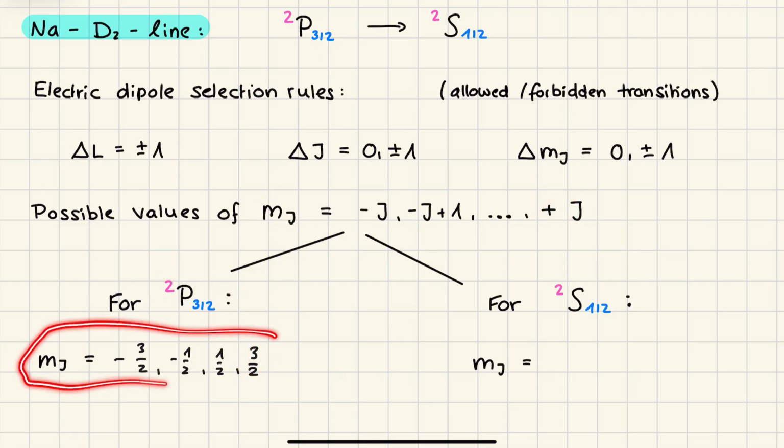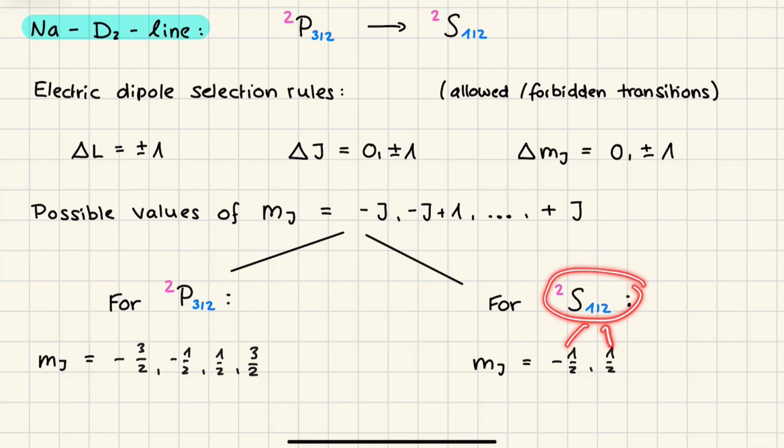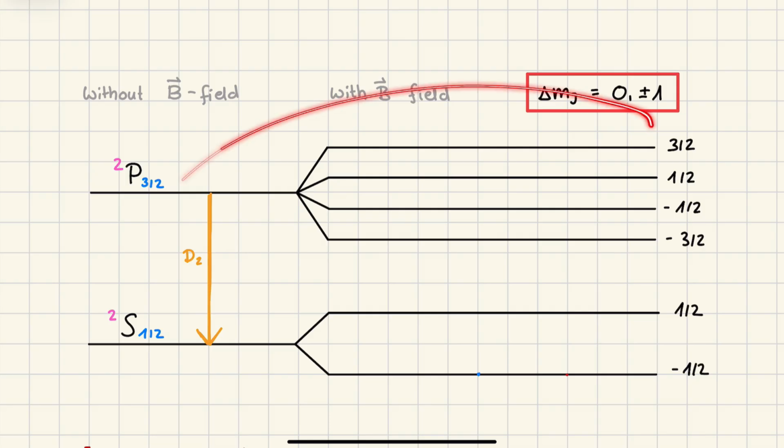Since we have 4 different values of Mj, this state splits into 4 substates under the influence of a weak magnetic field. The end state of our transition has J equals 1/2, so the possible values of Mj are minus 1/2 and 1/2. Under the influence of an external magnetic field, this state splits into 2 substates. Now, if you draw this stuff, it ends up looking like this. Our starting state has 4 different values of Mj, so it splits into 4 different substates. Our end state has 2 different values of Mj, so it splits into 2 different substates.